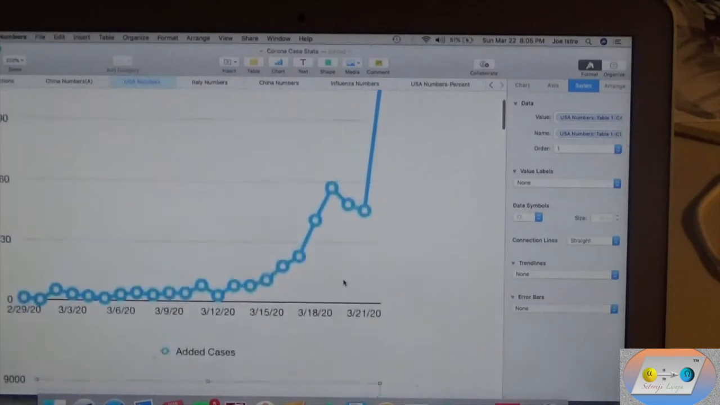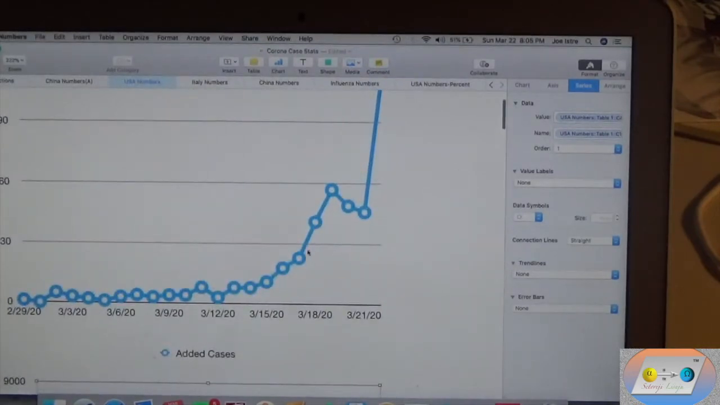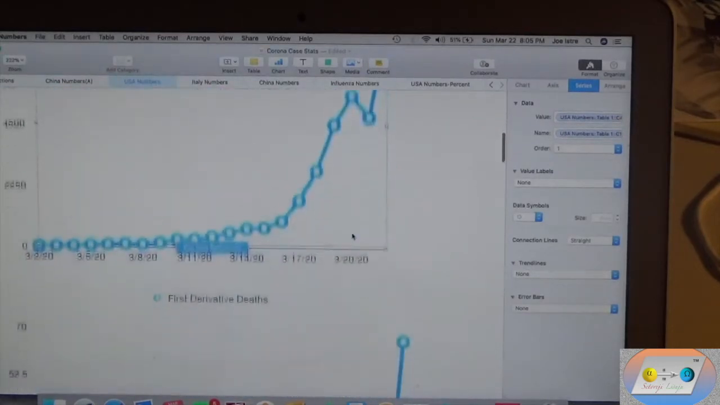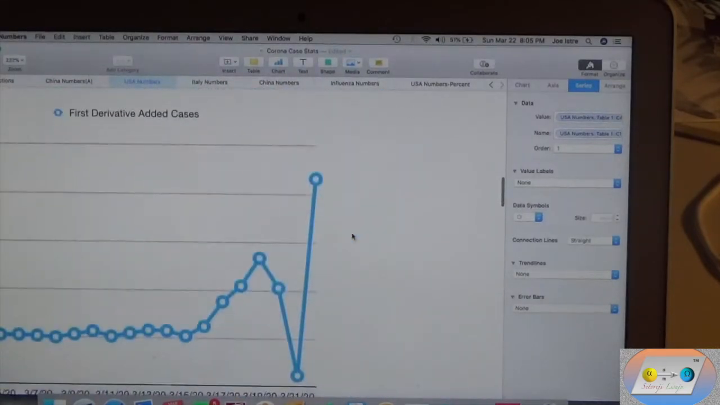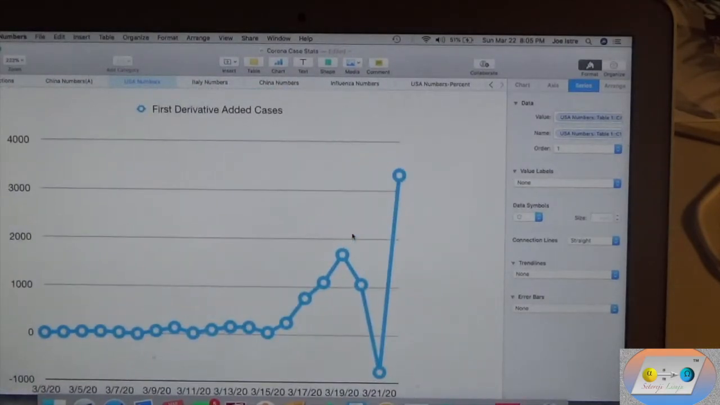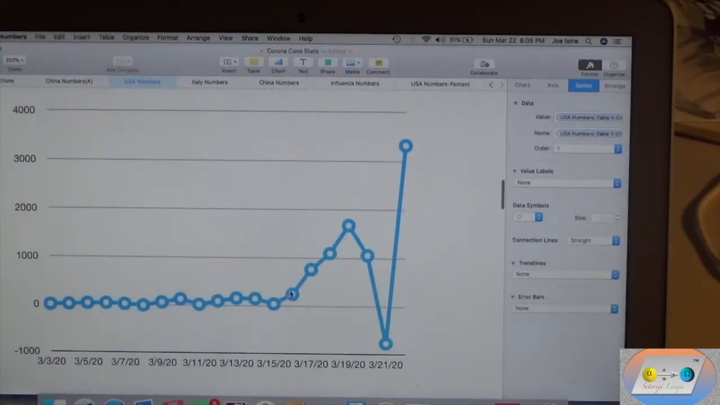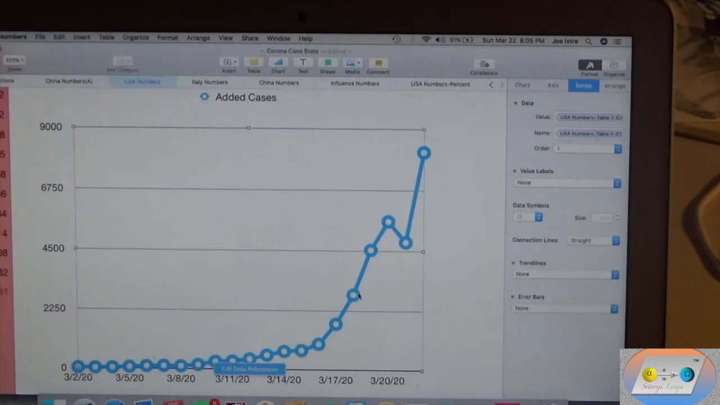All right, and you see it obviously. So the rate of change changes right here, roughly at the inflection point, and then the drop off here. Okay. All right. So let's see. And the first derivative of added cases is roughly the same. You get a big increase in the rate of change, and then the rate of change drops off here. That's your inflection point.